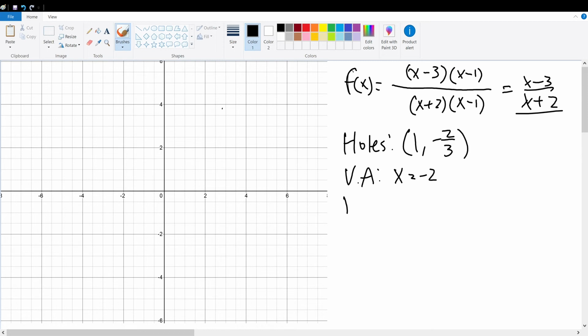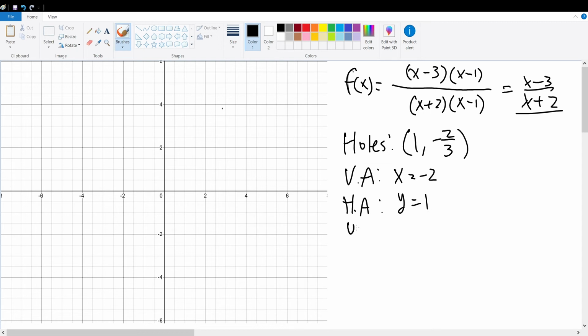Moving on to our horizontal asymptote. We can simply find it by taking the ratio of the coefficient of the largest power in the numerator divided by the coefficient of the largest power in the denominator. That will be y is equal to 1, because the denominator's coefficient for the largest power will be 1, with x squared's coefficient, and the numerator's coefficient for the largest power will also be 1, with x squared.